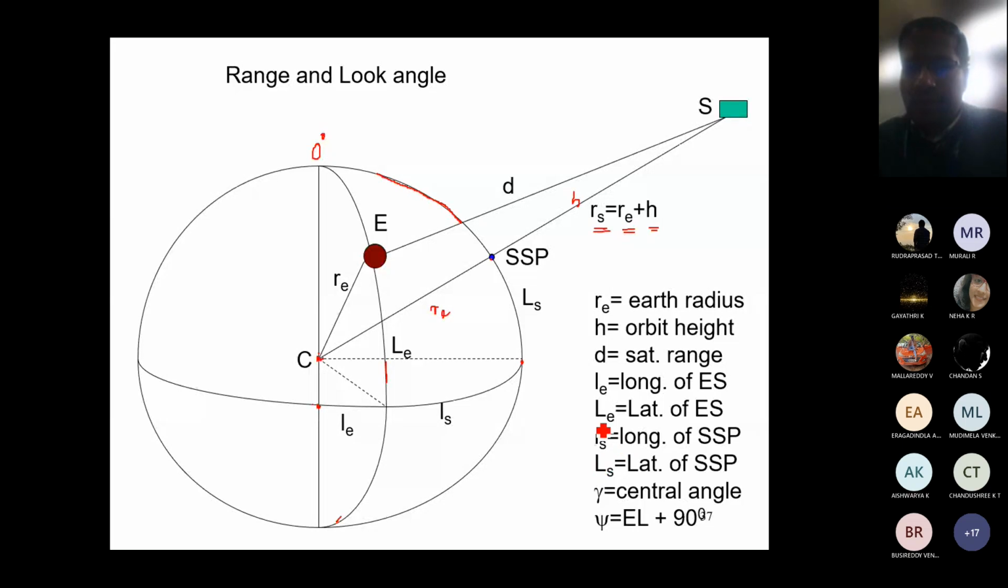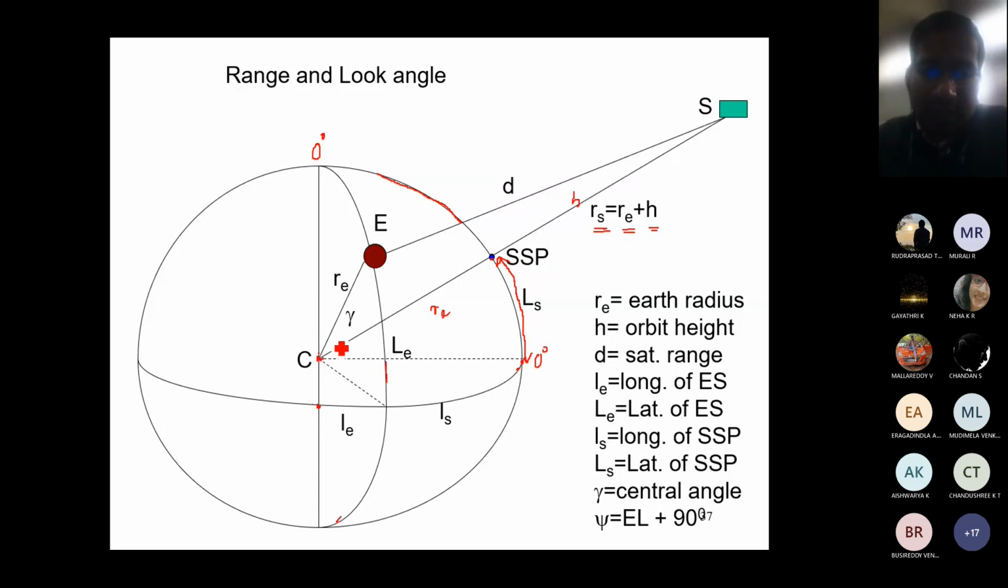Similarly, capital Ls gives the latitude of the subsatellite point. This is the subsatellite point, and from this to this will be the latitude, because this line is the equatorial line, 0 degree latitude. From 0 degree to how much it is gives us capital Ls, the latitude of the subsatellite point.